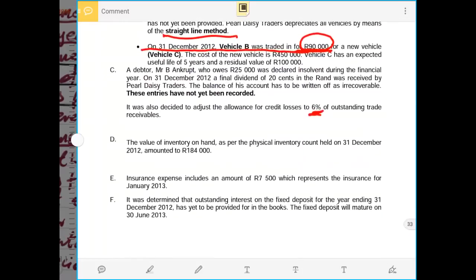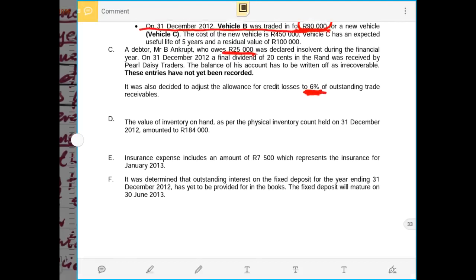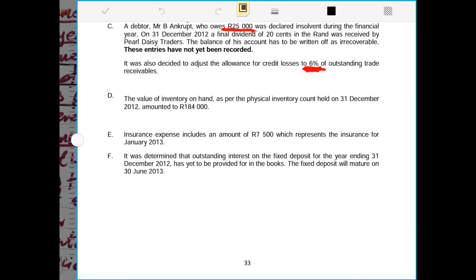So now the adjustment that we dealt with was the adjustment under number C, of which we have done that one and we have done this one. So now we go to number D. Number D tells us that the value of the inventory on hand as per the physical inventory count held on the 31st of December 2012 amounted to 184,000 rands.